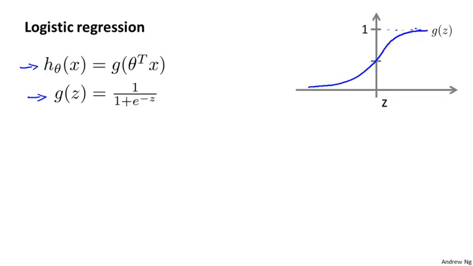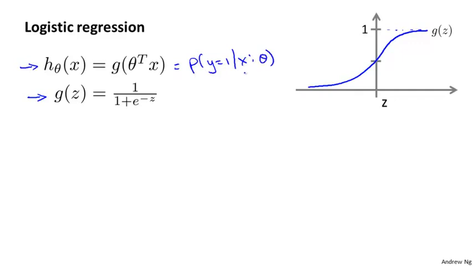What I want to do now is try to understand better when this hypothesis will make predictions that y is equal to 1 versus when it might make predictions that y is equal to 0, and understand better what the hypothesis function looks like, particularly when we have more than one feature. Concretely, this hypothesis is outputting estimates of the probability that y is equal to 1, given x and parameterized by theta.